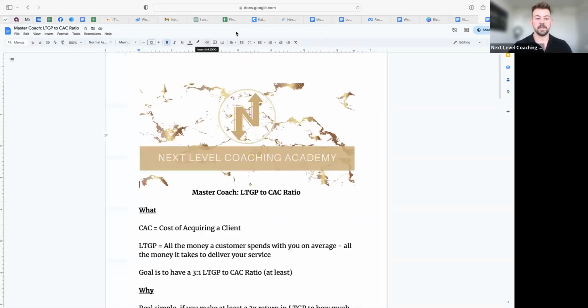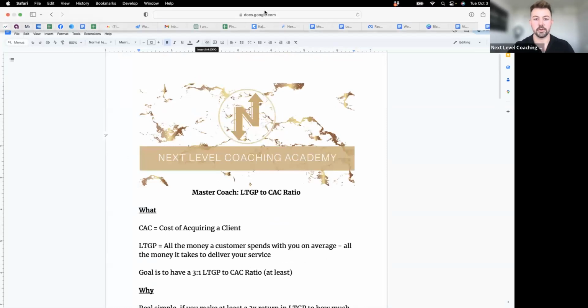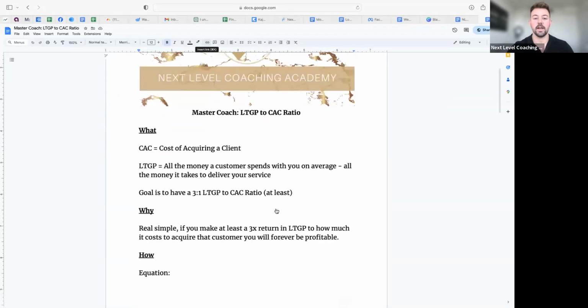It's very data based, so make sure you guys have your data caps on. But we're going to be talking about a specific ratio that is very important when it comes to scaling ads and really scaling your business in general. And that's LTGP, which stands for lifetime gross profit, to CAC, which stands for cost of acquiring a client, ratio. So comparing your lifetime gross profit from your clients with how much it costs to actually acquire those individuals as a ratio.